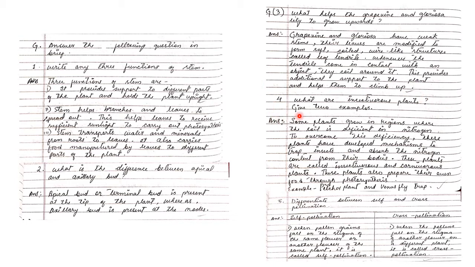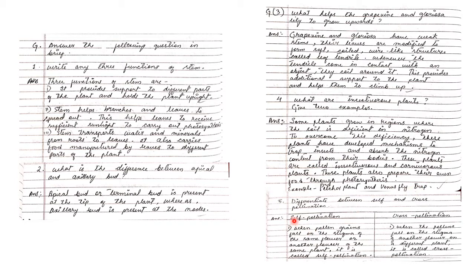And now number 4. What are insectivorous plants? Give two examples. Some plants grow in regions where the soil is deficient in nitrogen. To overcome this deficiency, these plants have developed mechanisms to trap insects and absorb the nitrogen content from their bodies. These plants are called insectivorous or carnivorous plants. These plants also prepare their own food through photosynthesis. Examples: pitcher plant and Venus flytrap.